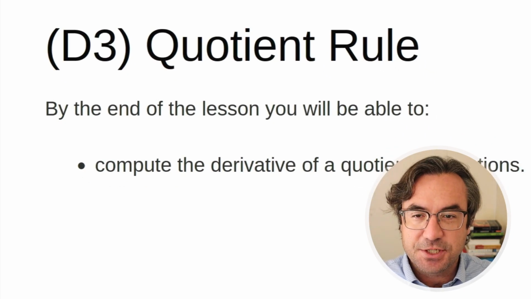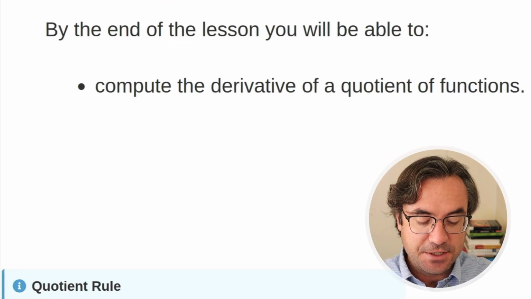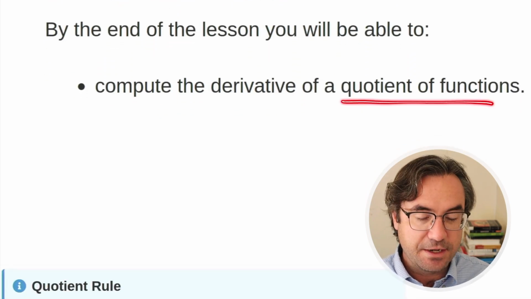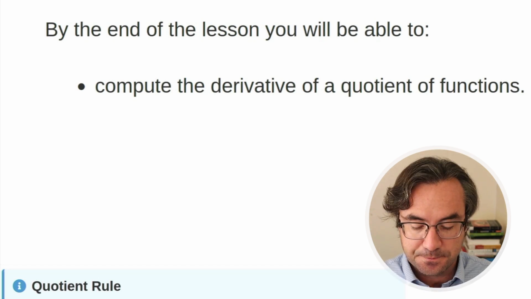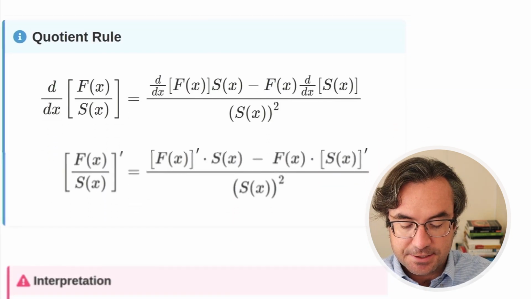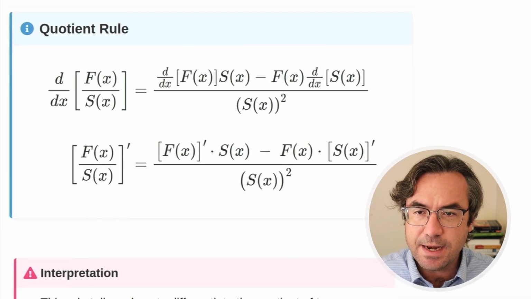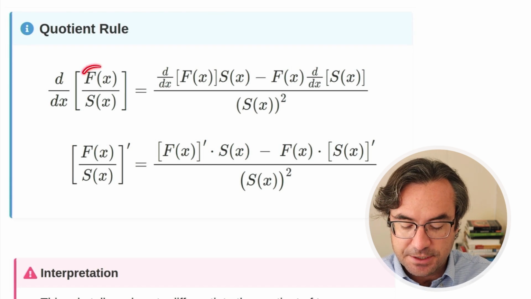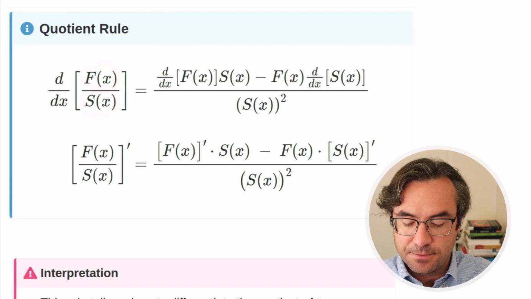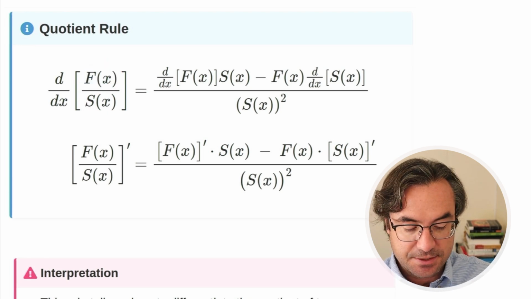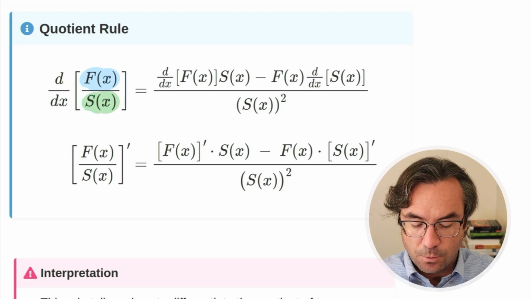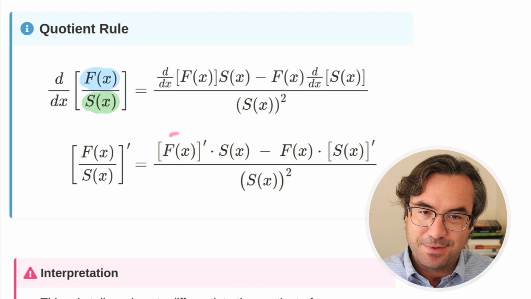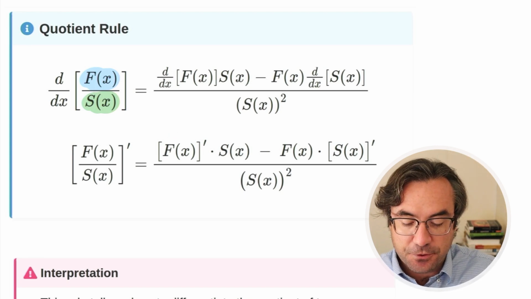And as the name suggests, this is the rule we're going to use when we want to differentiate the quotient of two functions, so when we're dividing. And I have the rule written out here. So if we're trying to differentiate a fraction, so we have one function of x divided by another function of x, what do we do? Well, again, it's probably not what you would first expect.